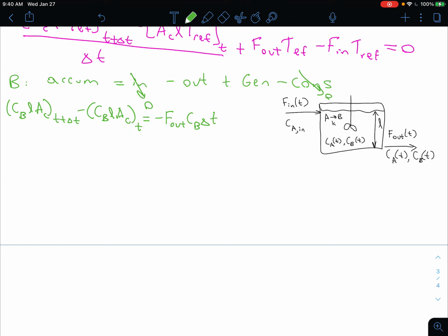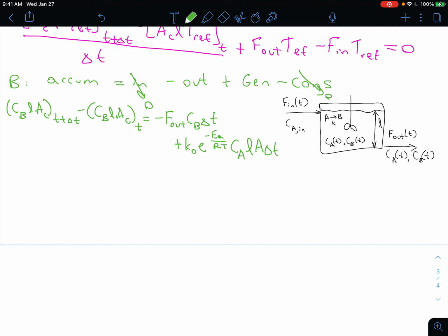And there is a common mistake when looking at the generation term. The kinetics of the reaction that produce B do not depend on CB. They depend on CA. So the rate of the reaction, or the rate of generation of B, is actually going to be k naught e to the minus Ea over RT times CA L A_c delta T.